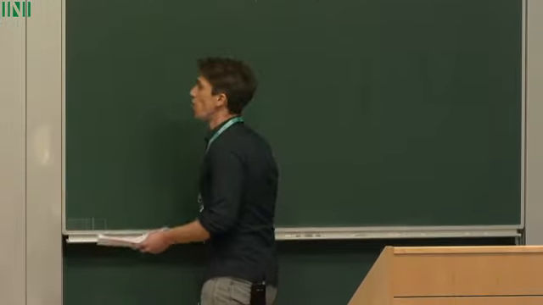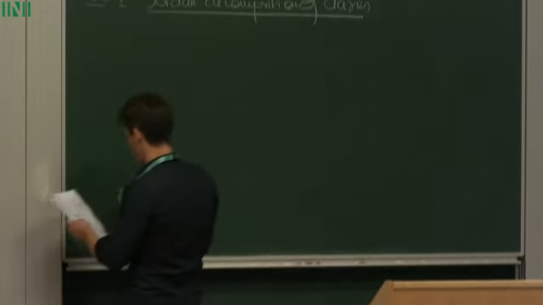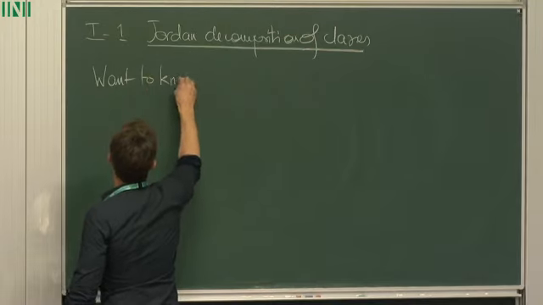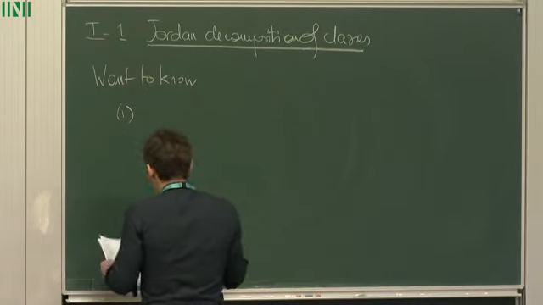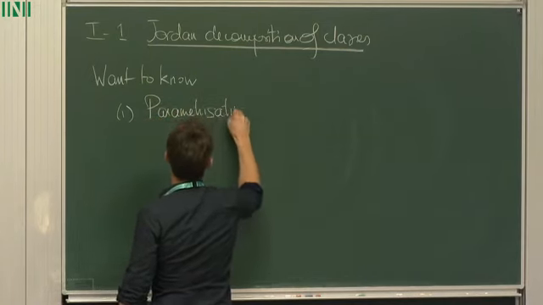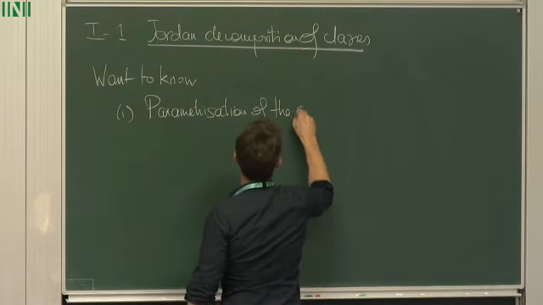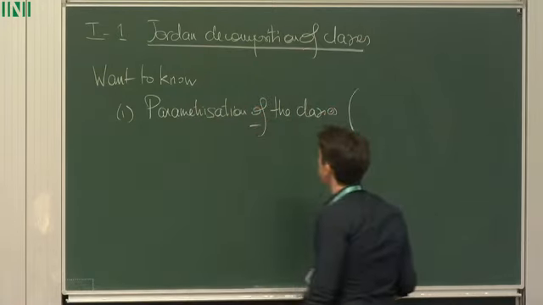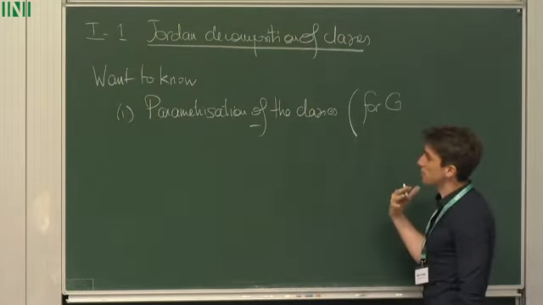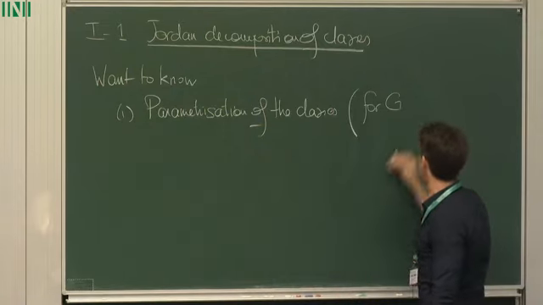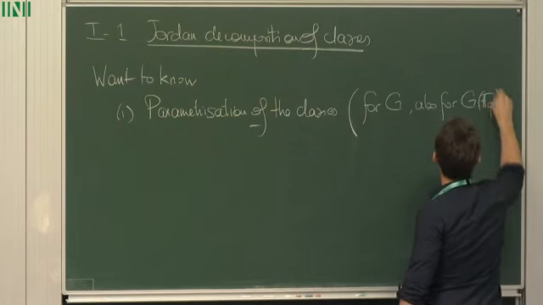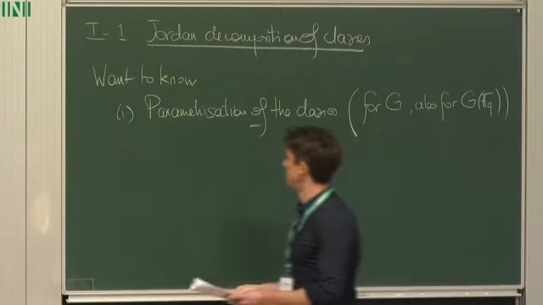So what I want to understand from the conjugacy classes point of view, what we want to know, is first a parameterization of the classes. And the classes, so you have the algebraic group G. So you have the conjugacy classes of the geometric object. It's called the geometric conjugacy classes, but also for the finite group G over F_q, which I will call the rational conjugacy classes.